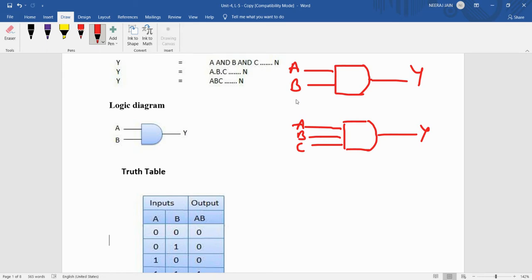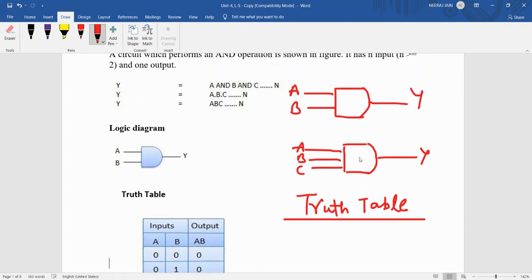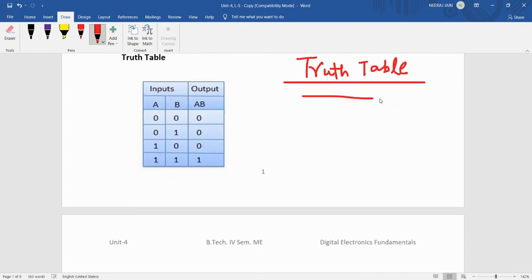Now that is the multiplication. Now suppose we are making the truth table of the AND gate. The truth table will be like this.